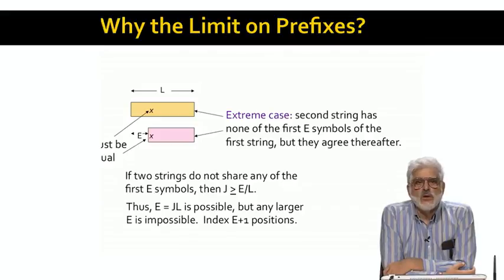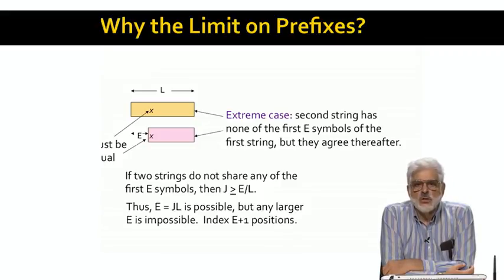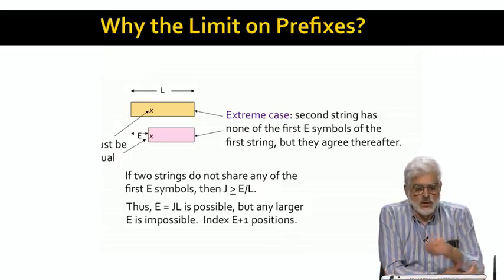Suppose we index the orange string under its first E plus 1 positions. That's the floor of JL plus 1 positions. We can take the floor since the number of positions we use has to be an integer. Then if the purple string is at distance at most J, it will have at least one of the symbols under which the orange string is indexed.